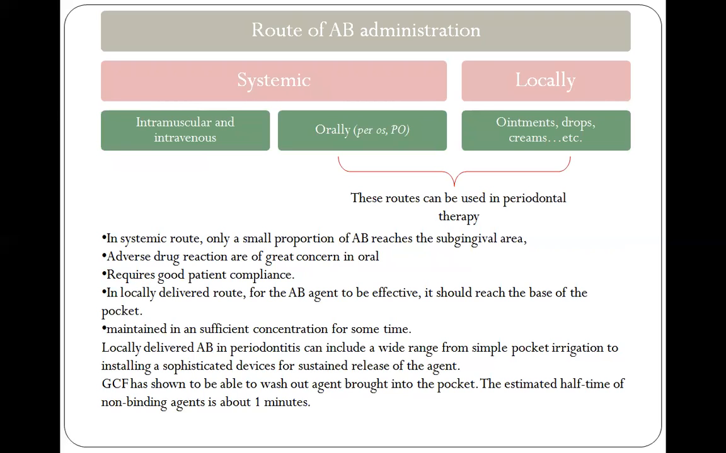Now we will talk about the route of antibiotic administration. Usually, antibiotics can be administered by a systemic route or locally. In a systemic route, it could be intramuscular, intravenous, or oral, which we call PO. Locally means we apply it to the local area, like ointments, drops, creams, etc. In periodontal therapy, we usually use the oral route as systemic, and locally delivered in different ways.